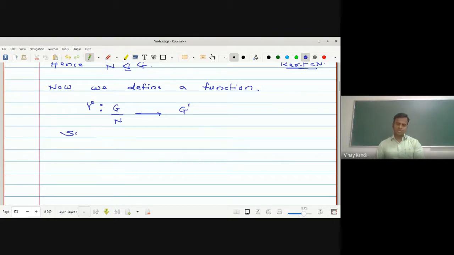Now we define a function gamma from G by N to G dash such that, how did we define the function, gamma of Ng, the elements of the quotient group being of the form Ng, is equal to f of g, for all Ng belonging to G by N and g belonging to G. Any doubts?